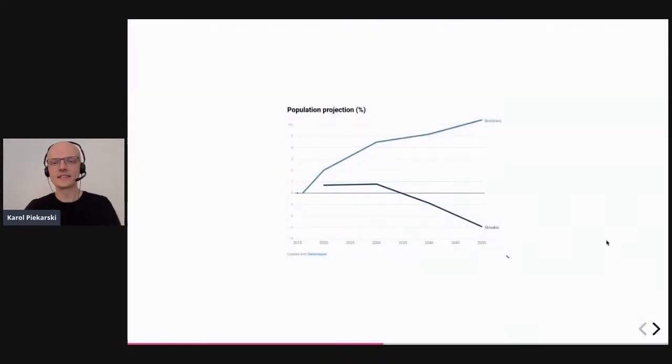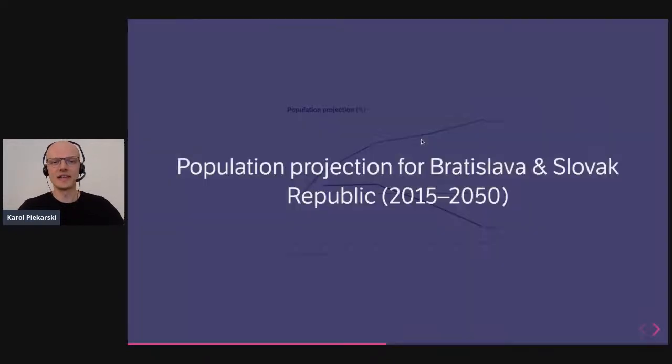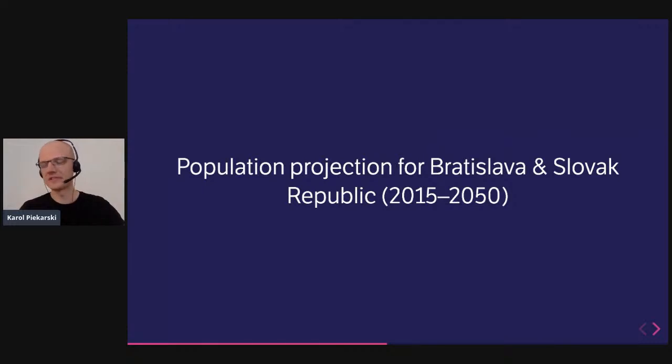Okay, and so let's imagine this case. It's a very simple, very rough graph that shows the population projection in Bratislava and the Slovak Republic from 2015 to 2050. And this is a proper title of this chart: Population projection for Bratislava and Slovak Republic between 2015 and 2050. Sounds sexy, isn't it?